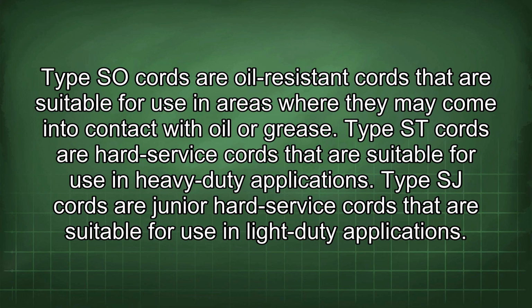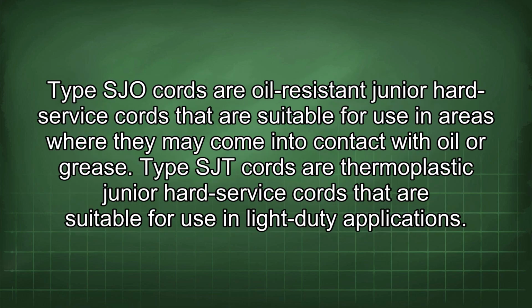Type SJ cords are junior hard service cords that are suitable for use in light-duty applications. Type SJO cords are oil-resistant junior hard service cords that are suitable for use in areas where they may come into contact with oil or grease. Type SJT cords are thermoplastic junior hard service cords that are suitable for use in light-duty applications.